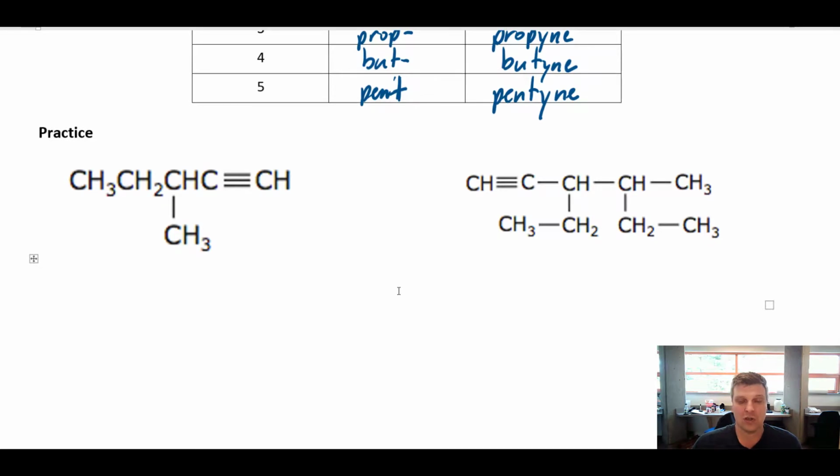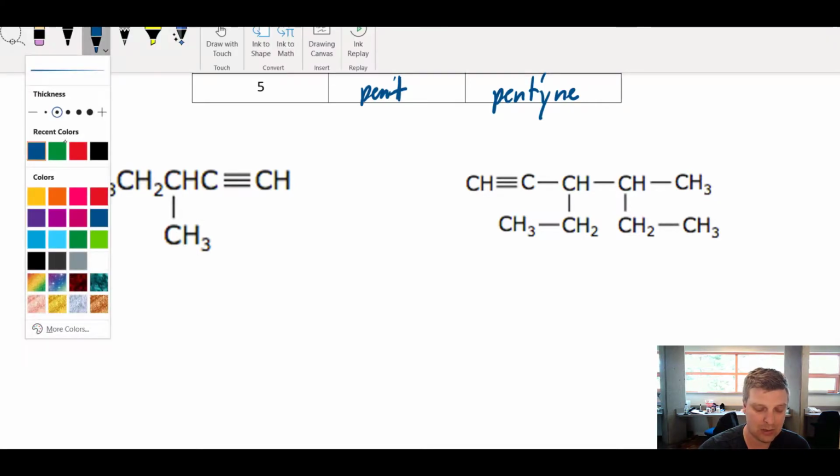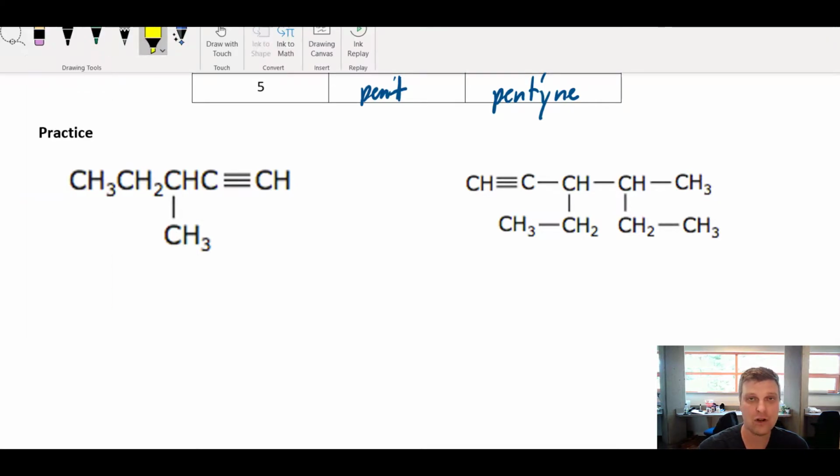So I want you to go ahead and try these ones just on your own. See if you can give this a go. Follow the same rules we did for alkenes. Hit pause, give that a shot, see what you come up with. I'm sure you've done that. And now here's our answers.